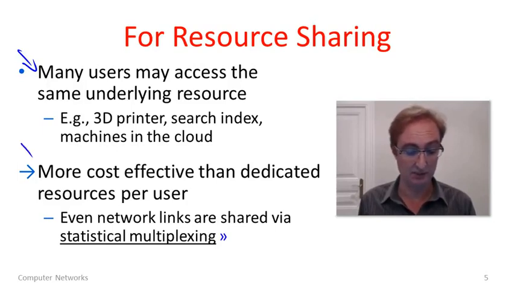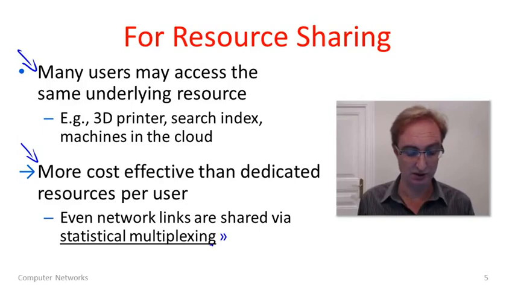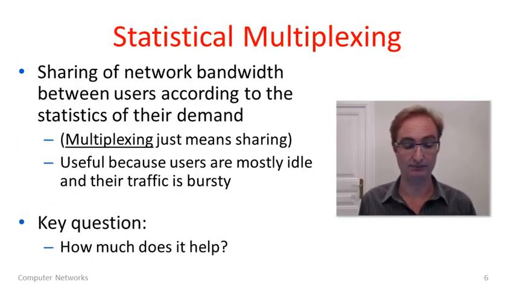The idea here is that by performing this resource sharing, we are providing a more cost-effective way to access resources than providing dedicated resources per user. Just think of that printer per user versus one printer per work group. In fact, even the network itself, which is providing a resource called bandwidth, even the bandwidth of the links in the network have been shared by different users over time. And this sharing process is called statistical multiplexing. I'll go over that next.